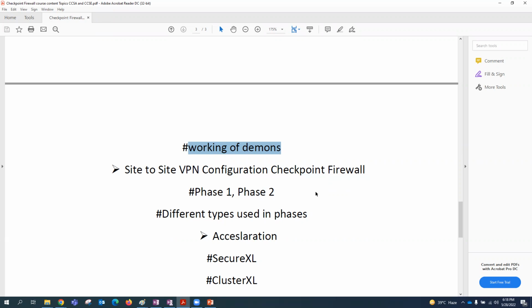Then, if you talk about the security field, the most important topic is site-to-site VPN configuration, and I'll discuss this in great detail: what phases we have, phase 1, phase 2, what different types of messages get exchanged between these phases, and how many types of VPN we can create, like SSL VPN, IPsec VPN, and the remote access VPN. We'll discuss those things in our lab as well as the theory part, right?